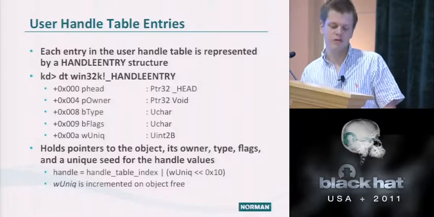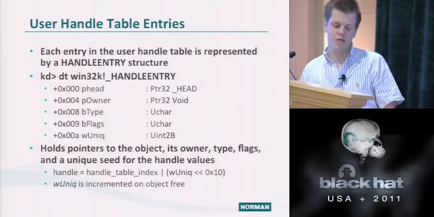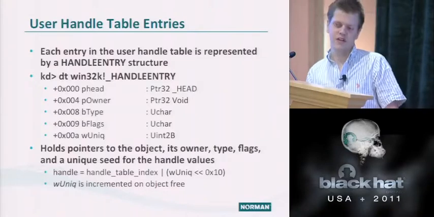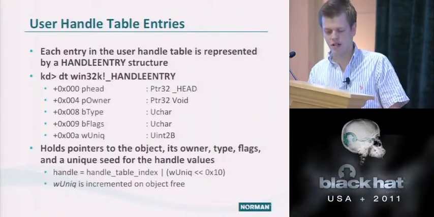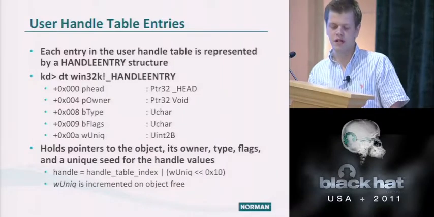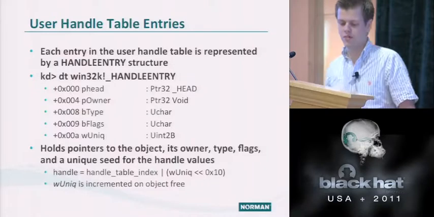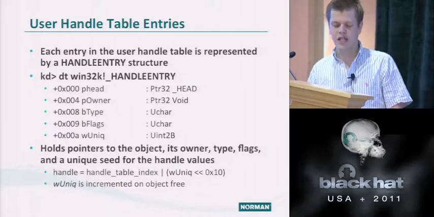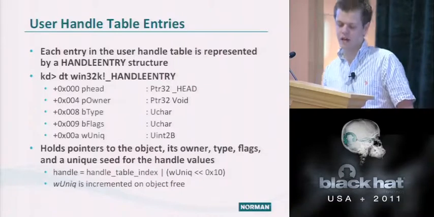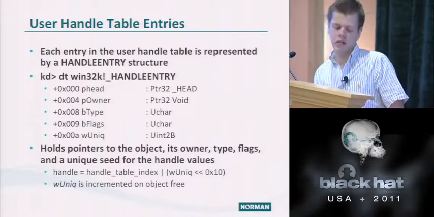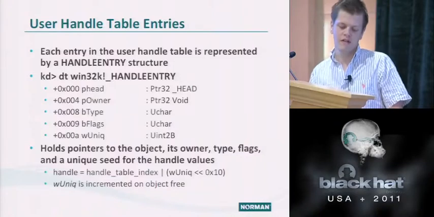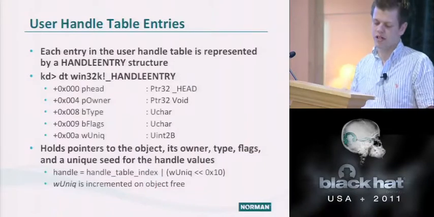So you have the pointer to the object itself. You have a pointer to the owner. And you have a type field that defines the type of the object. You have flags that define how the object is used, if it's being destroyed or similar. You have also a unique seed that they use to provide entropy to the handle value itself. And the way they do this is that they increment the seed on each free of the object or the handle table entry.